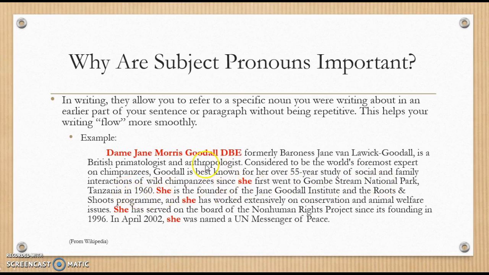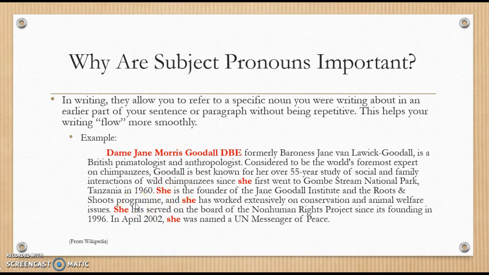So you see in this line of text, this subject pronoun she refers to Jane Goodall. If we continue, "She is the founder of the Jane Goodall Institute and the Roots and Shoots program. And she has worked extensively on conservation and animal welfare issues." So again, we have she referring to Jane Goodall, she referring to Jane Goodall.